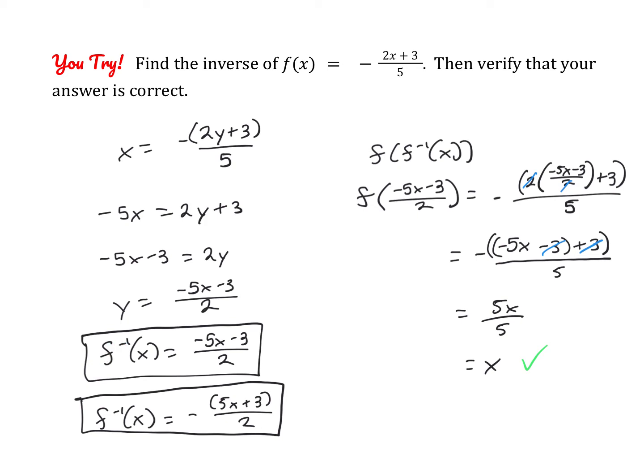So for your inverse, you can write it in two different ways. You could say negative 5x minus 3 all over 2. If you write it like this, notice that this is all part of your numerator. Or if you'd like, you can factor out the negative and put it out front, and then this would become positive 5x plus 3. Either way is fine. And then here you can see I verified my work using that composition of functions, and it was equal to x, so I know that I did it right.